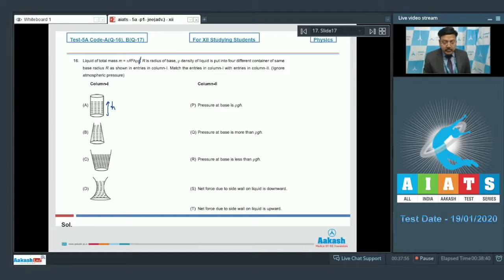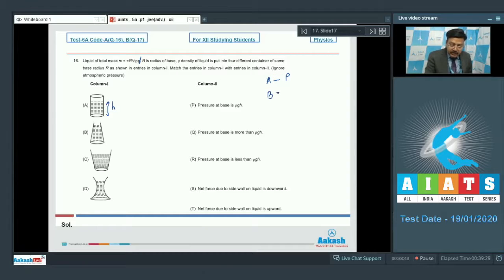Rho is the density of the liquid, and atmospheric pressure is to be neglected. So pressure at the base will be rho g h. So if atmospheric pressure is to be neglected, pressure at the base will be rho g h. So A matches with P and it will not match with Q or R. Net force due to side wall on liquid is downward. In this case, net force due to side wall on liquid will in fact be 0 because it's horizontal and it will cancel. So A matches with P, it does not match with either S or T also.